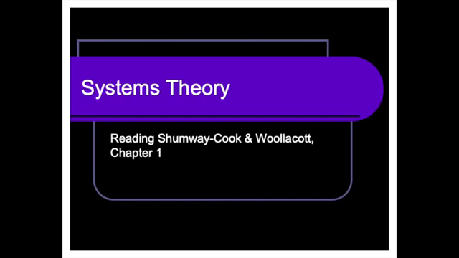In addition, I want to bring to your attention that if you want to read more about this theory, just this theory alone, split out from dynamic action theory, there is a reading in your book, Shumway-Cook and Woollacott, in Chapter 1, and it would definitely help you if you want to go back and read about systems theory in the chapter. You'll notice that there's quite a few theories covered in that chapter, and so a nice thorough reading of that chapter would probably be a good idea.